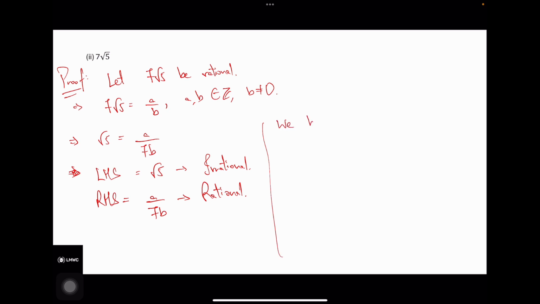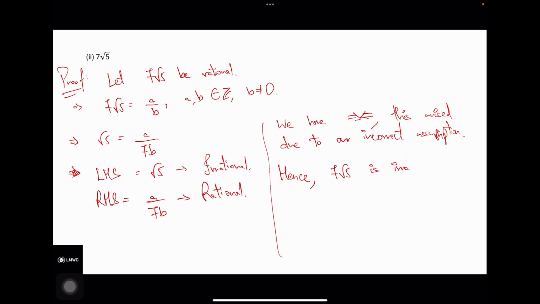So we have a contradiction, and this contradiction arose due to our incorrect assumption. Hence, 7 root of 5 has to be irrational. Alright, so next, again, we have one more sub-question. That is 6 plus root 2.